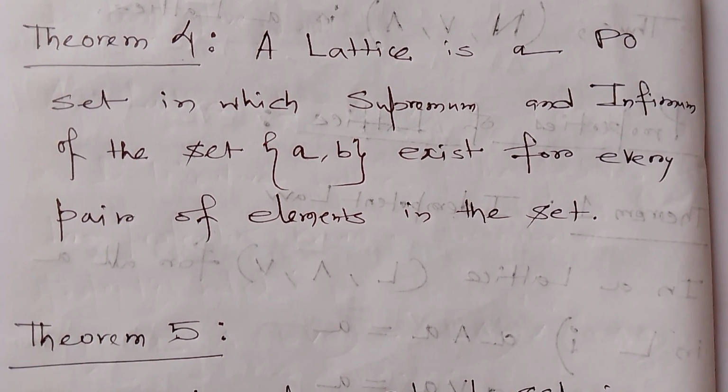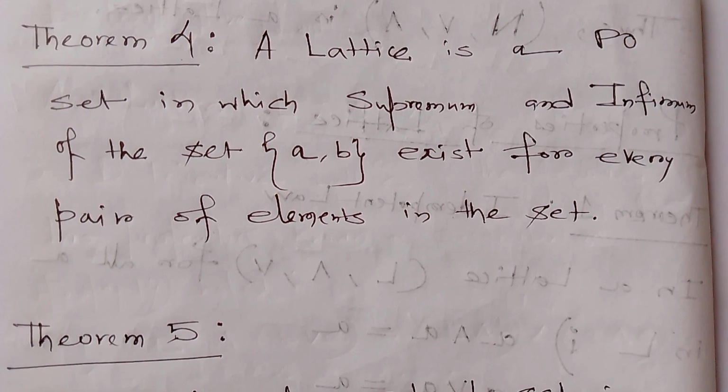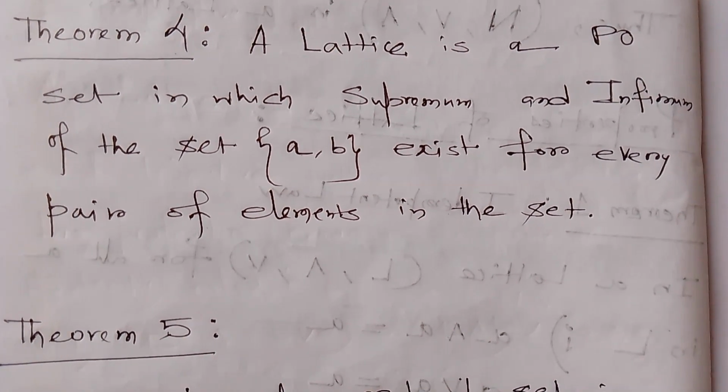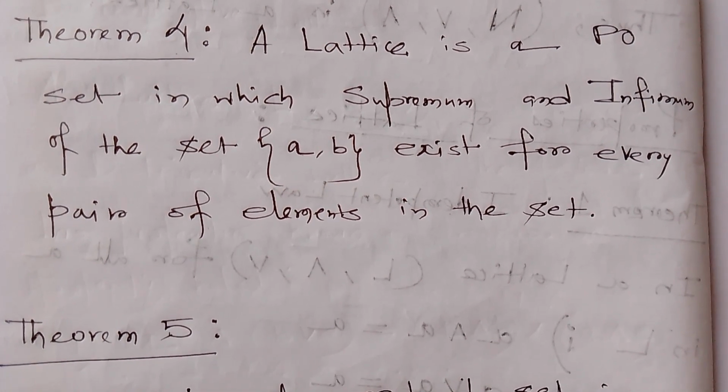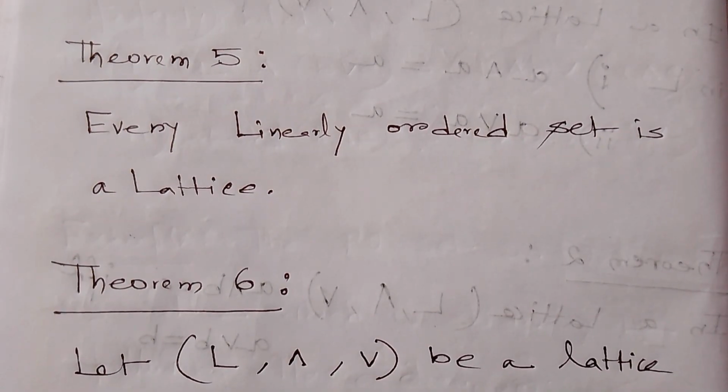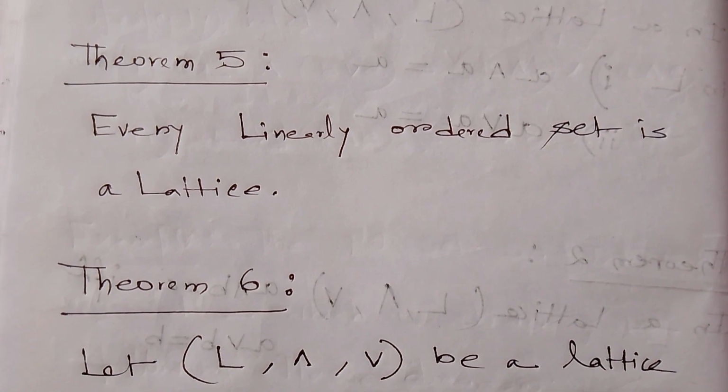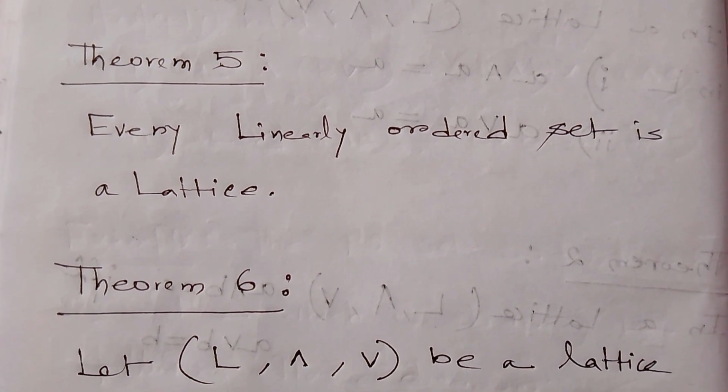And now theorem 4. A lattice is a POSET in which supremum and infimum of the set {A, B} exist for every pair of elements in the set. And this is theorem 4. Now theorem 5: every linearly ordered set is a lattice.